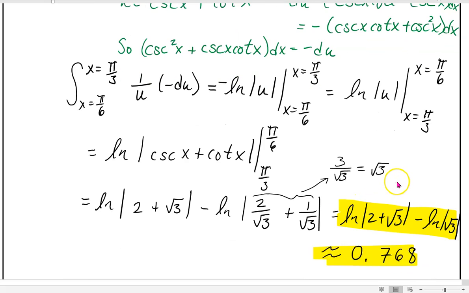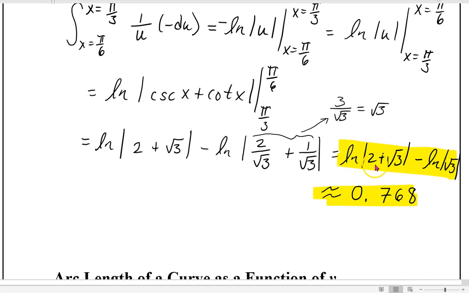Our exact answer is the natural log of 2 plus the square root of 3 minus the natural log of the square root of 3, which of course could be written in a combined form of the natural log of 2 plus the square root of 3 divided by square root of 3, which of course can be simplified further into the natural log of 2 divided by the square root of 3 plus 1. There are lots of forms to write the correct answer. It comes out to be approximately 0.768, which does coincide with what we thought about the length.